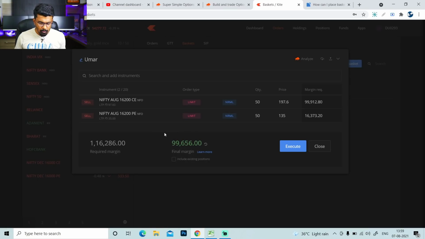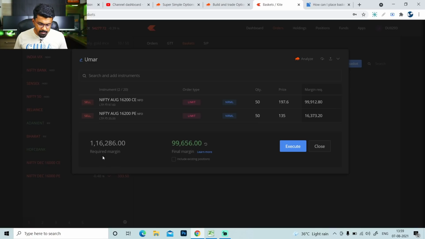So the total margin requirement is around 99,000. Let's say it's 1 lakh rupees. So I have to spend 1 lakh out of my 10 lakhs capital. I have to take 1 lakh and put it aside to deploy this strategy. Now I want to reduce this 99,000.